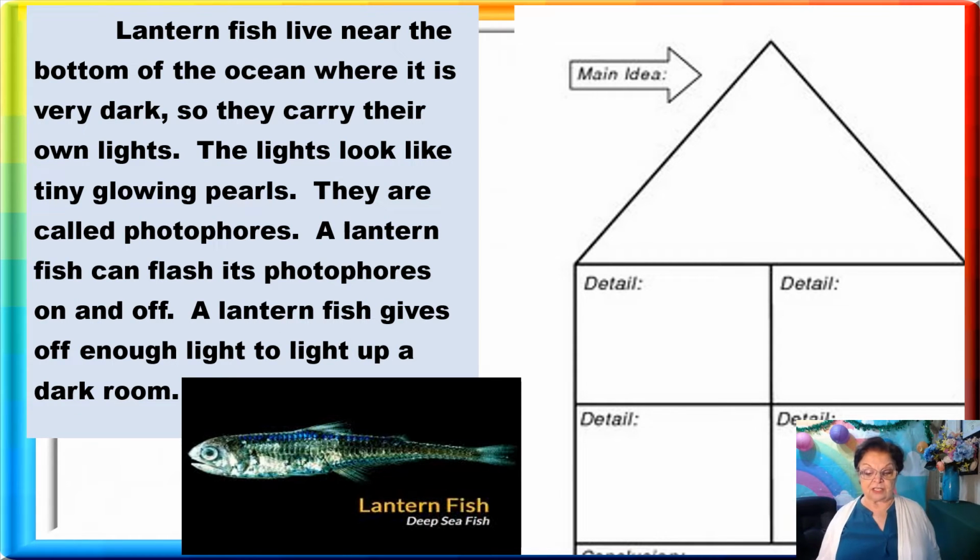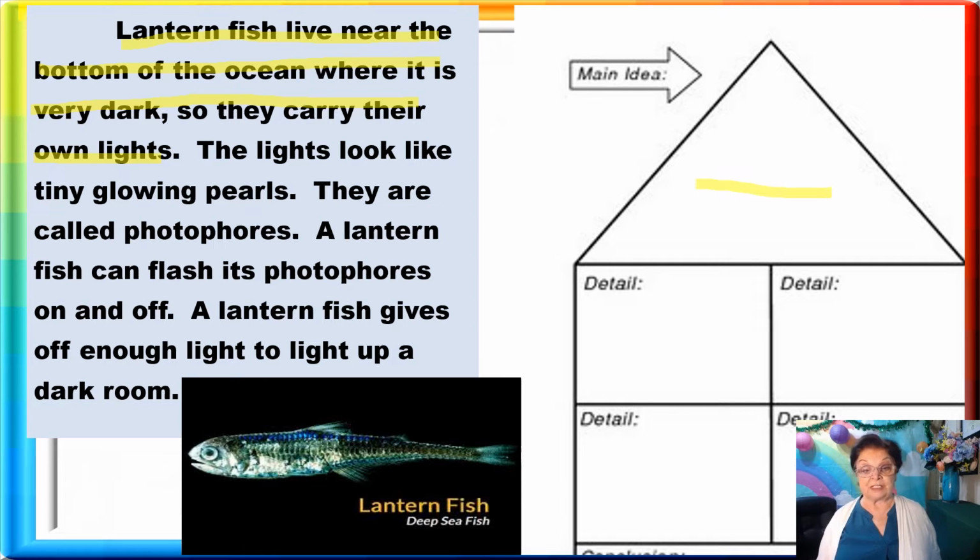How can we figure out the main idea? Yesterday, we talked about how it's sometimes in the first sentence, sometimes in the last sentence, sometimes you have to infer it, but watch this. This one says lanternfish live near the bottom of the ocean where it is very dark, so they carry their own lights. Now the rest of this paragraph is all about their lights. I think the yellow, what we highlight in yellow, is the main idea.